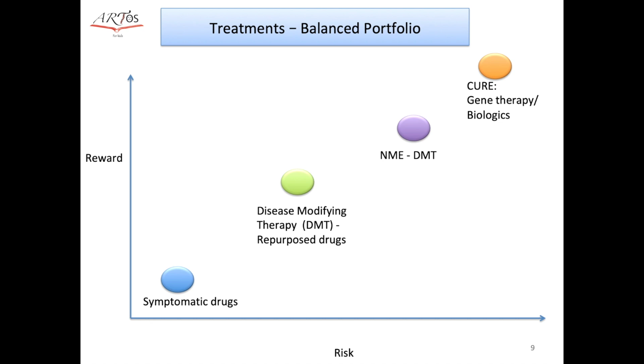You need to have a balanced portfolio between the risk of failure in development and the benefits your patient will get from the treatment, starting from symptomatic drugs that you have already with low risk but low reward, disease-modifying therapy with repurposing drugs, so you increase the risk a little bit, but the reward is still not really high because they are not very specific to your disease. The new molecule entities or disease-modifying therapies that are at higher risk but highly rewarding, and at the top, of course, the gene therapy.